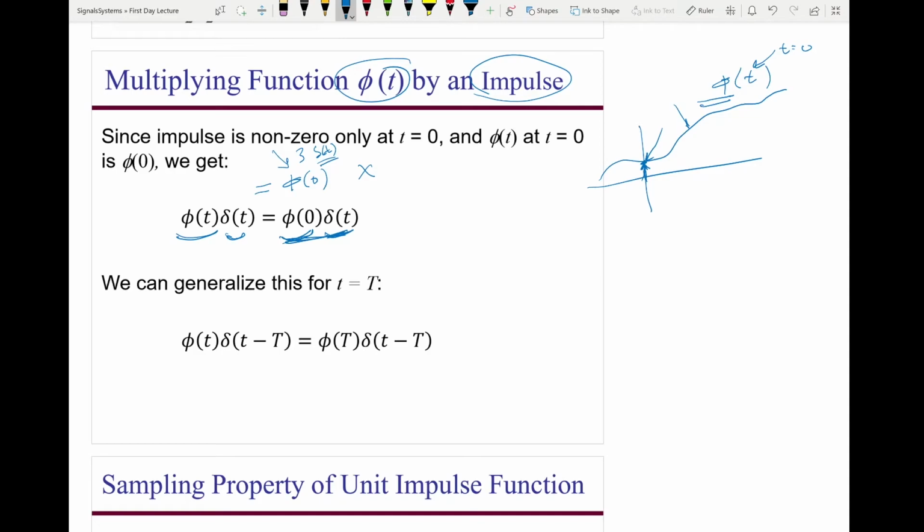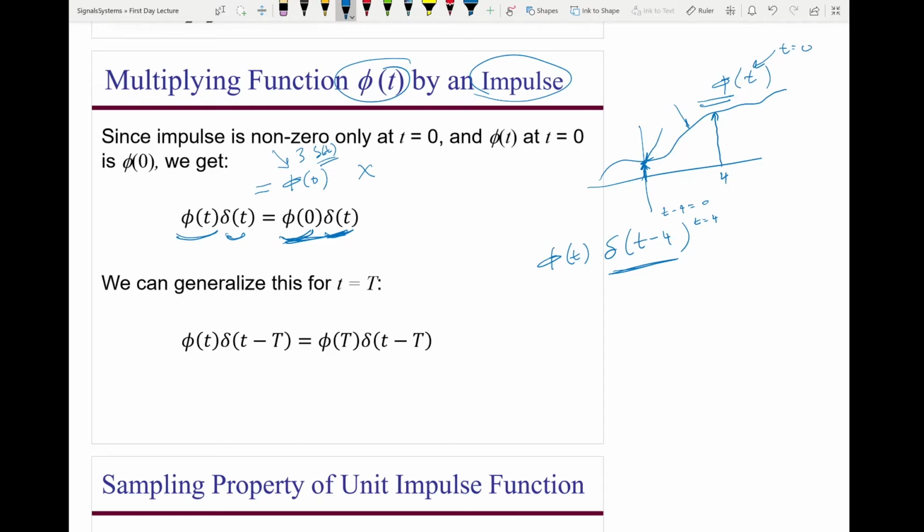Now, if I asked you what is the value of this function times delta of t minus 4, well, where is this delta function located? It's located at t equals 4. Basically t minus 4 equals 0, so that's t equals 4. Or it's just a delta shifted 4 units. So that will be here.